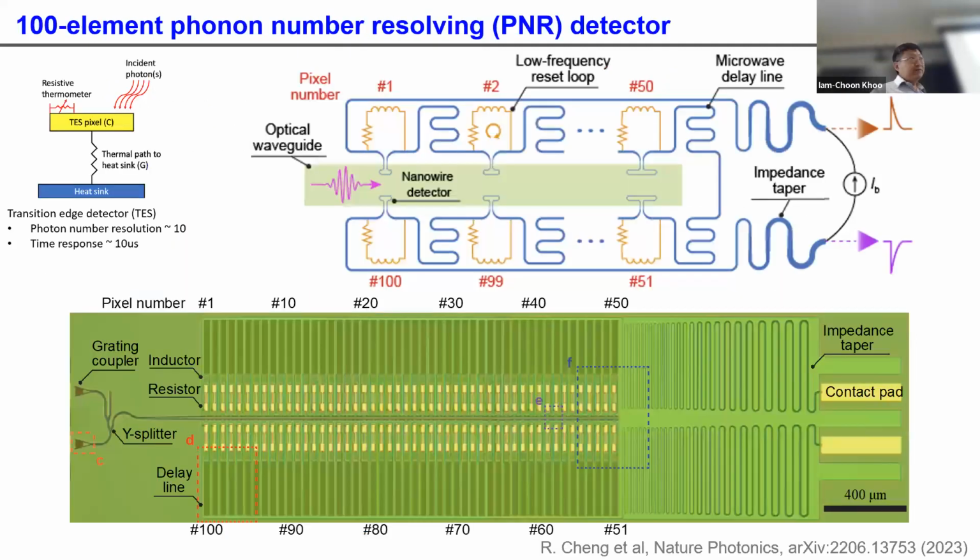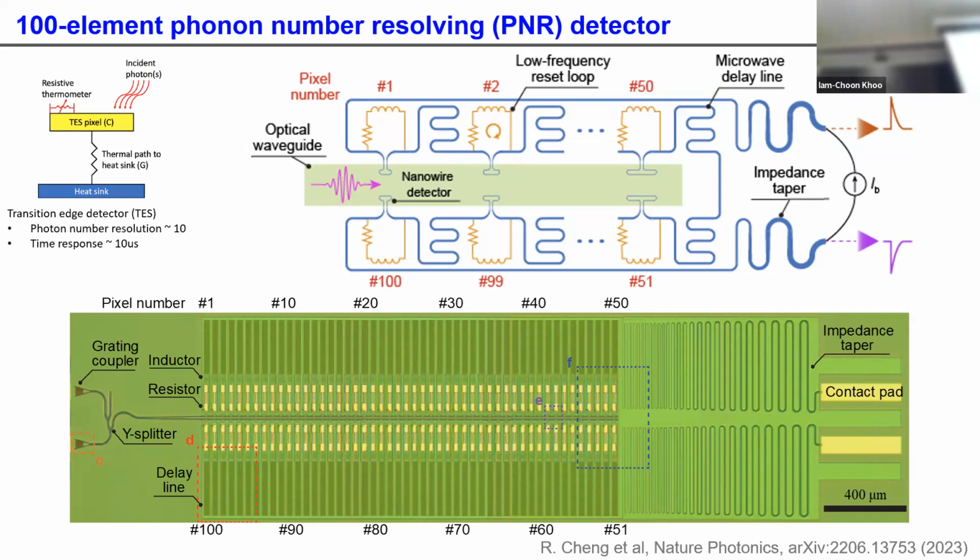For those of you familiar with photon detection, you probably know this device called the transition edge detector. It is basically a bolometer made of superconductor, very thermally isolated, and it can resolve up to 10 photons. It does not have high speed, because the bolometer at millikelvin temperature is very slow, with only a 10 microsecond response speed. So we spent a lot of effort trying to build a different realization.